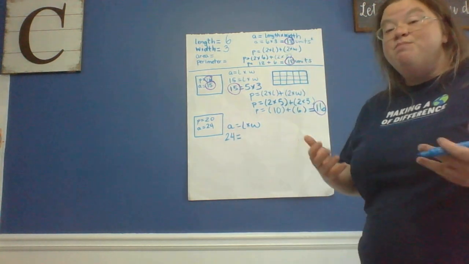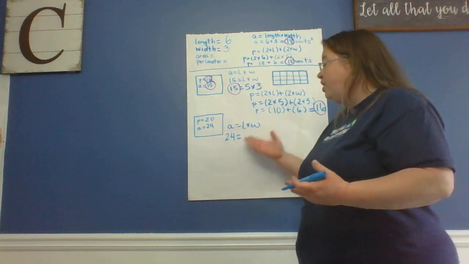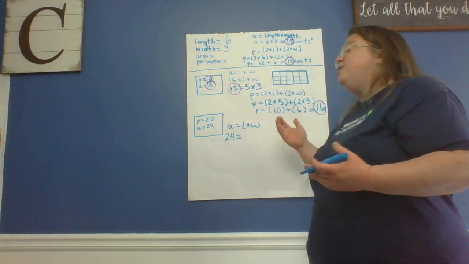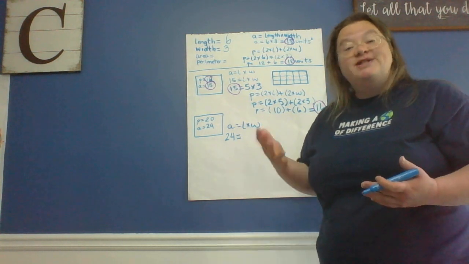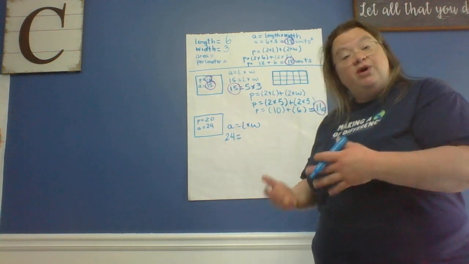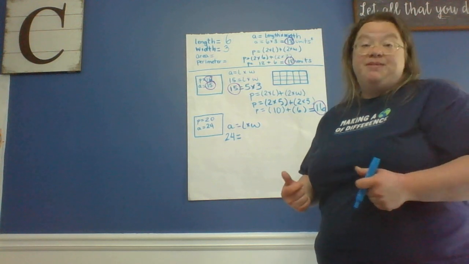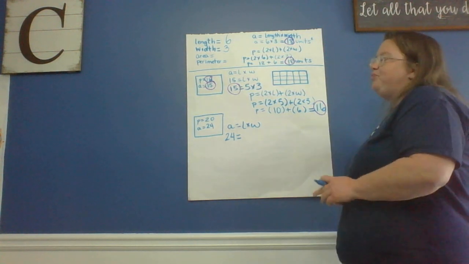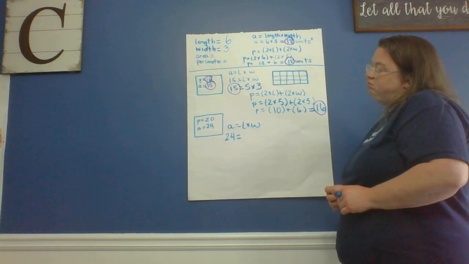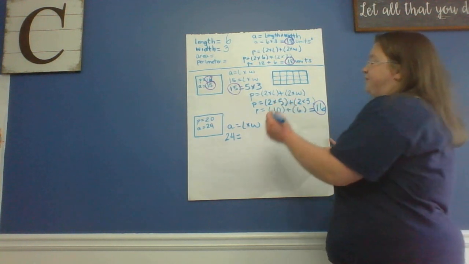Now, this one has more combinations. There are more factors of 24, so there are different ways we could make 24. So we might find an area that equals 24 that doesn't have a perimeter equal to 20. And then, if it didn't work, we'd have to try another factor pair for 24. So, I think of 2 and 12. Let's try that.